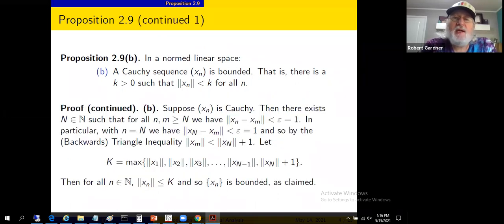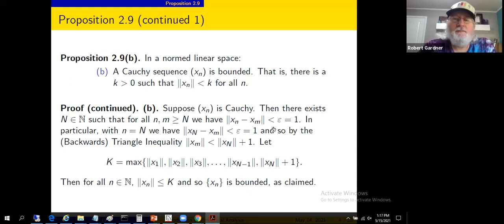Part B claims a Cauchy sequence is bounded. That is, there exists some k such that the norm of x sub n is less than k for all n, a natural number. So suppose we have a Cauchy sequence. We want to find this bound k. Then there exists a natural number N such that when the indices n and m are sufficiently large, we have the norm of x sub n minus x sub m less than epsilon. Let's take epsilon equal to 1. This holds for all epsilon. We're choosing a specific epsilon, 1. We're just trying to get a bound on these terms.